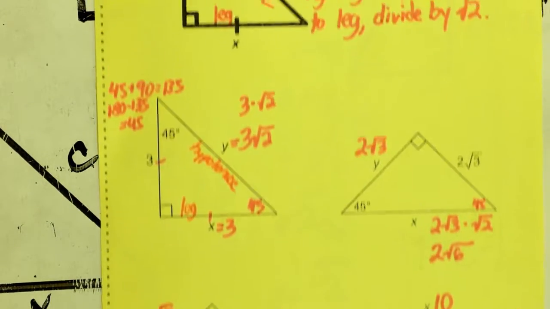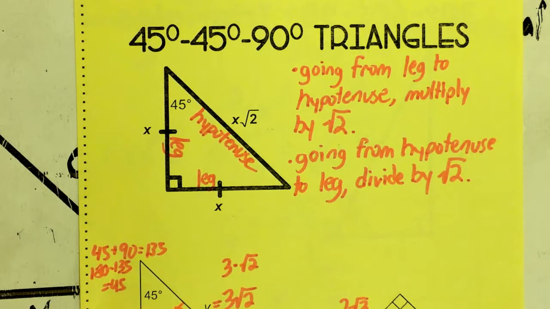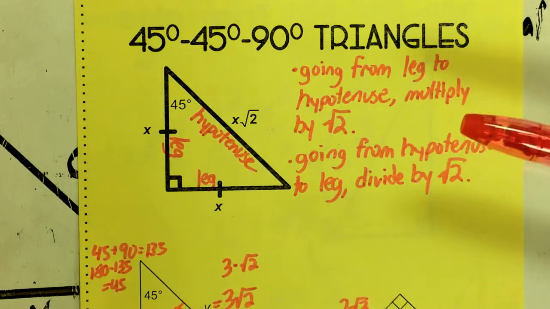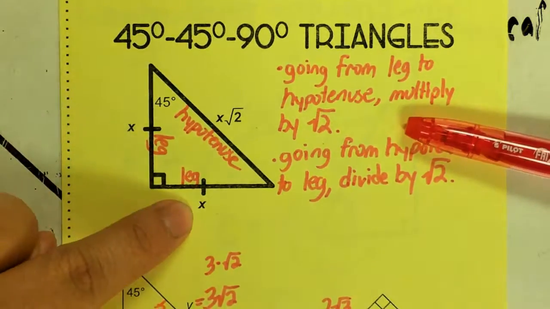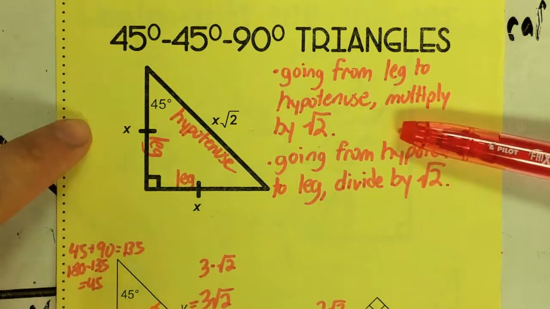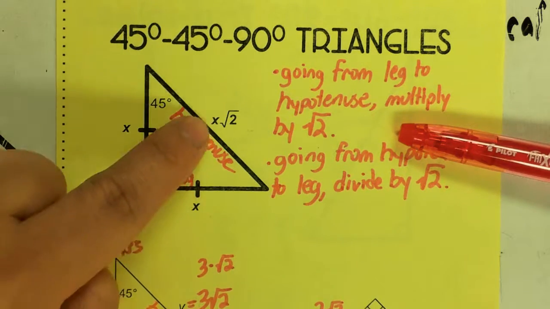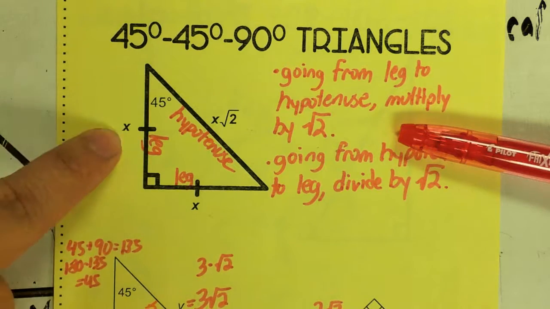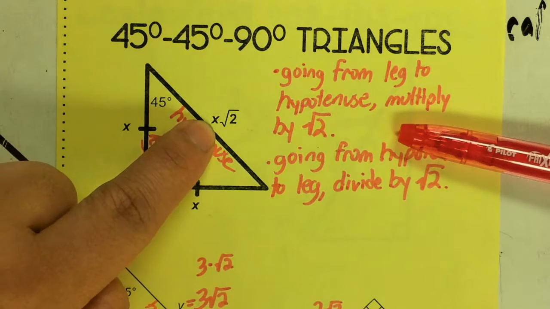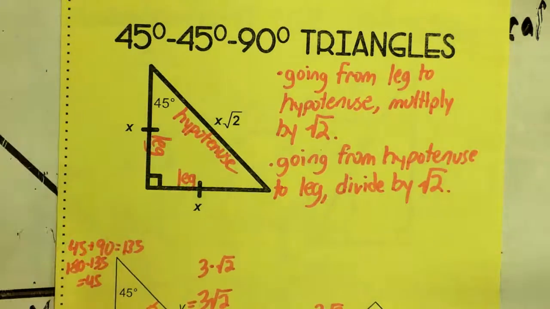So here you have it, a 45-45-90 degree triangle. Key thing here, here are my rules, but personally I prefer to just memorize the pattern. The pattern goes x, x, x root 2; 1, 1, 1 square root 2; 2, 2, 2 square root 2; 3, 3, 3 square root 2; 10, 10, 10 square root 2; 11, 11, 11 square root 2. And so on.